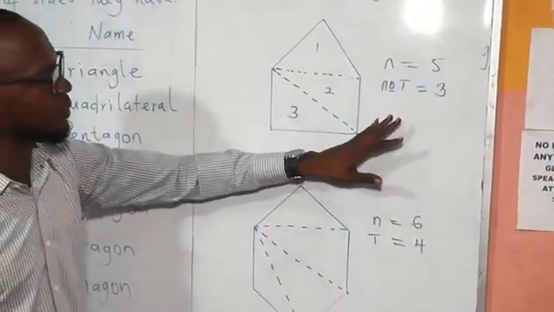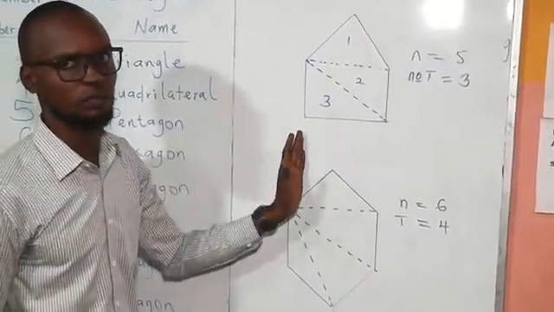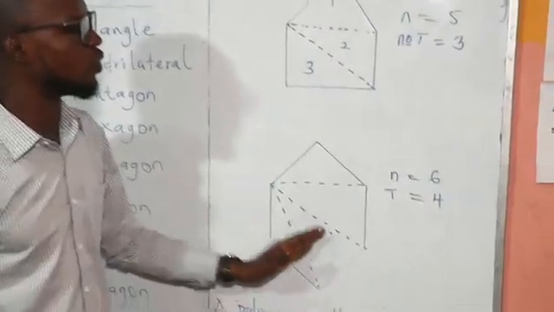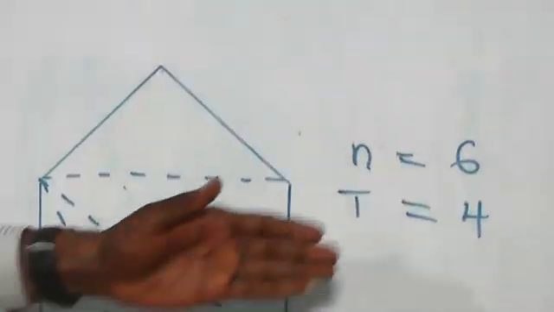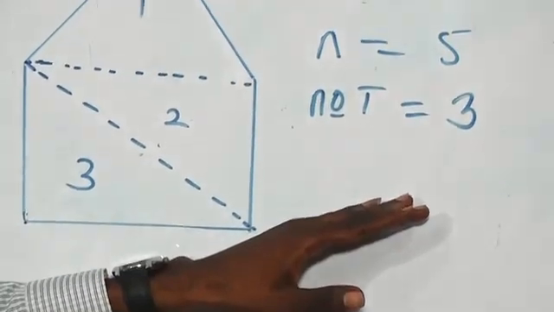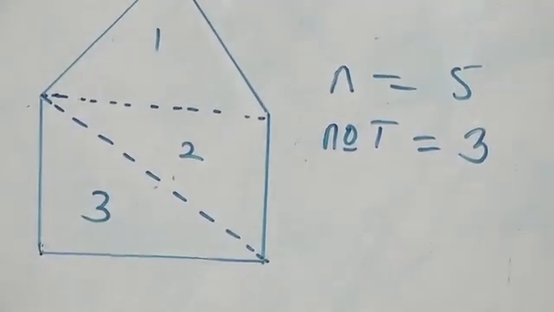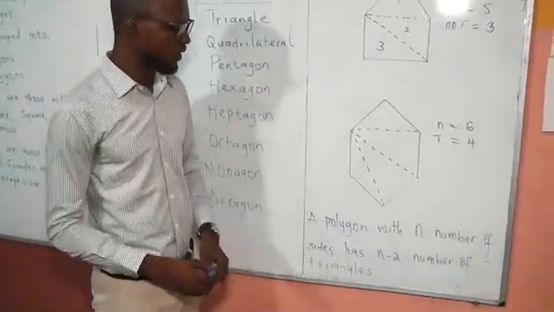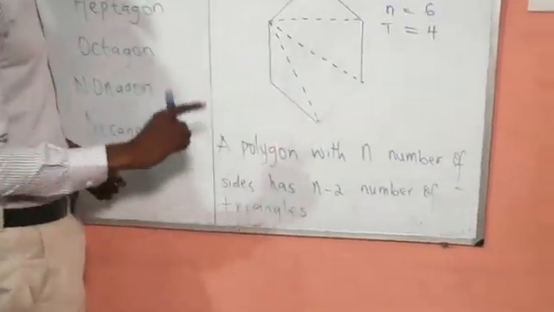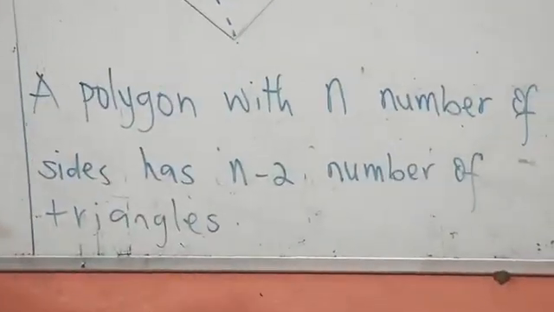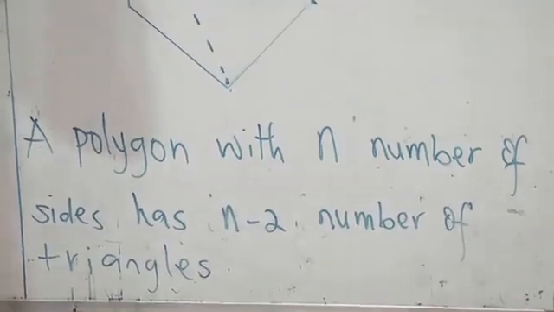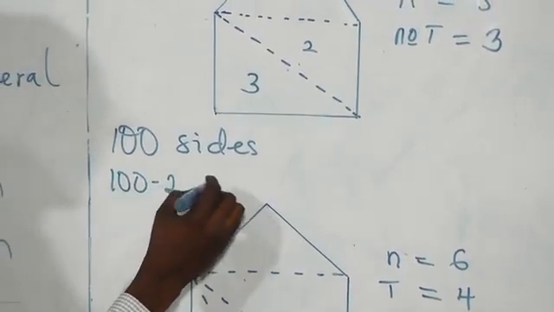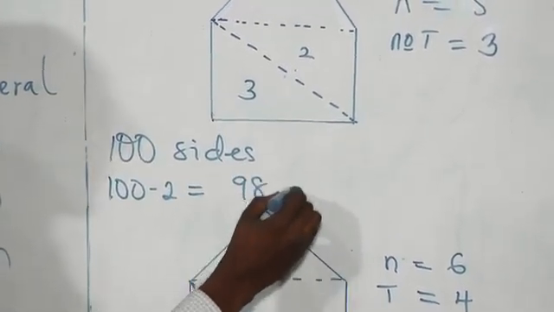Now, a relationship between the number of sides and the number of triangles that can be found in a polygon: this one with 5 sides, we have 3; this one with 6 sides, we have 4. When you look at the 2 numbers, you will discover that they have a difference of 2 in every case. This therefore means that if you have a polygon with n number of sides, it will have n minus 2 triangles. Which means a polygon with 100 sides has 100 minus 2, which is equal to 98 triangles.